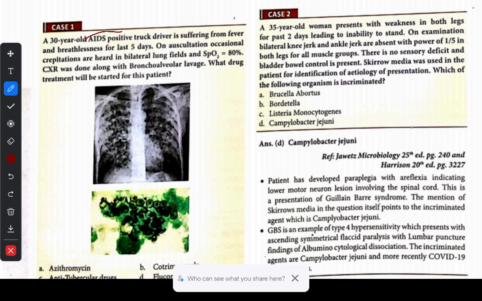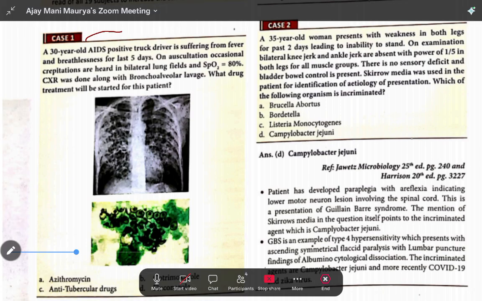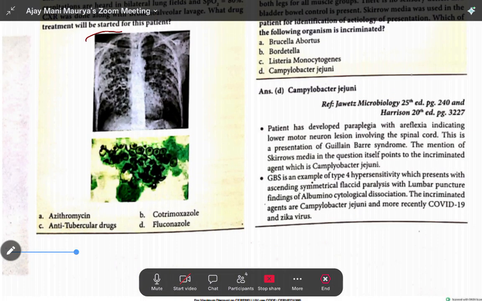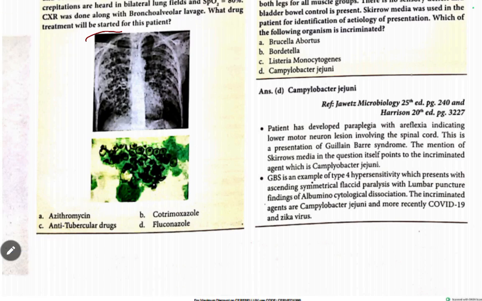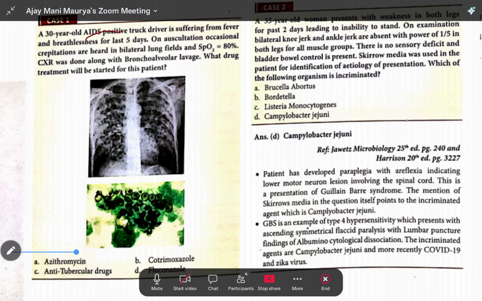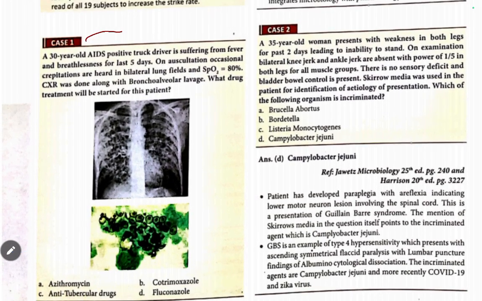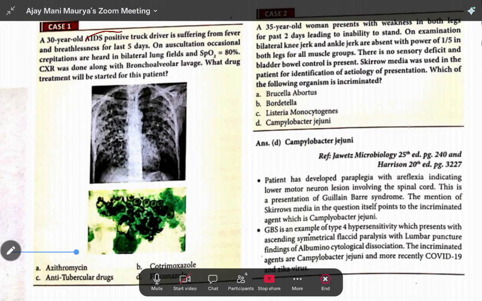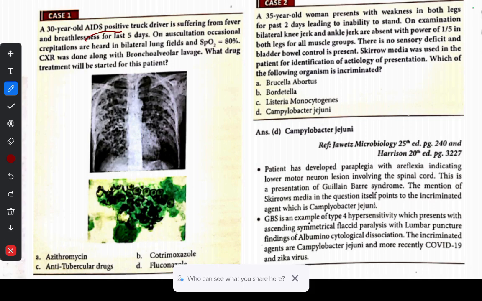Tell me, if it is AIDS positive, then what is the drug? Out of all these, azithromycin? No. Fluconazole? No. TB? No. It's going to be cotrimoxazole. This is the only drug we are using for the AIDS patient. See, it's a very easy question, so you can mark the answer like this. If you want detail, we can discuss.